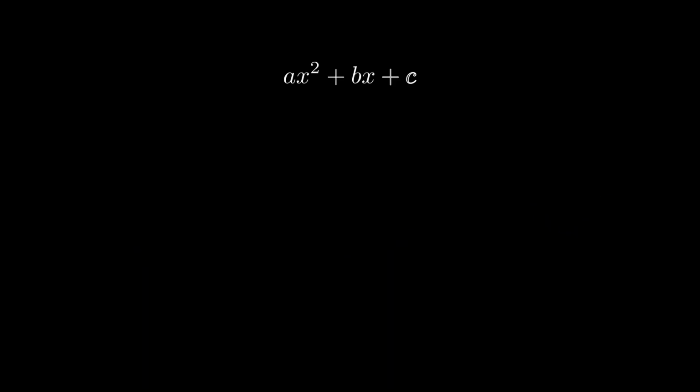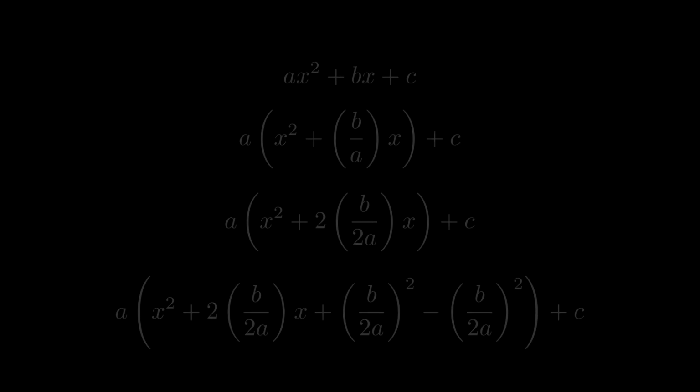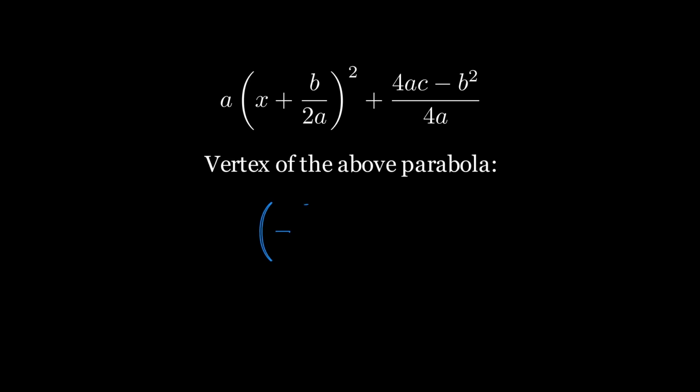Let's complete the square for the expression x squared plus bx plus c. The same steps are to be followed. Now, we can see that the vertex of this parabola is at minus b by 2a, and this complicated term represents the y value.